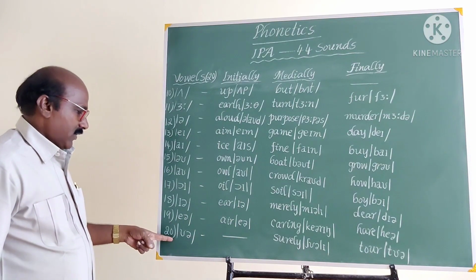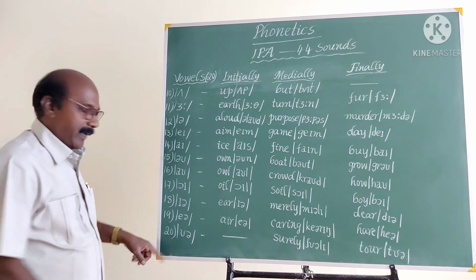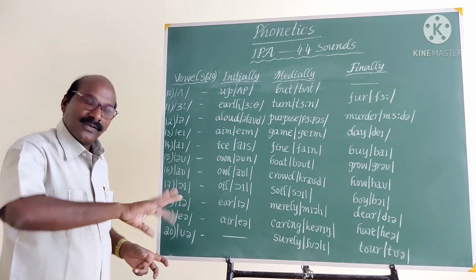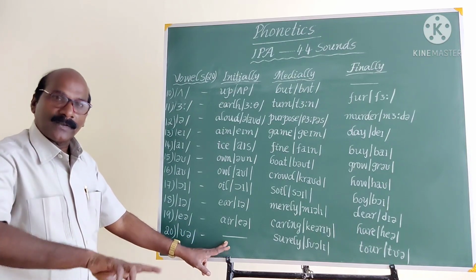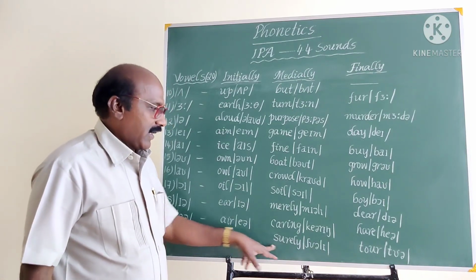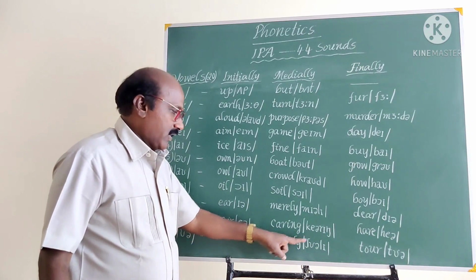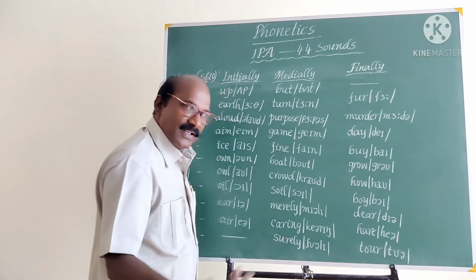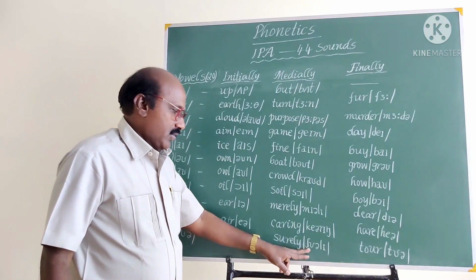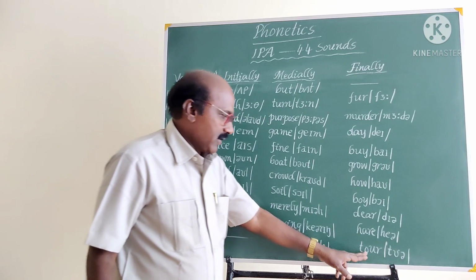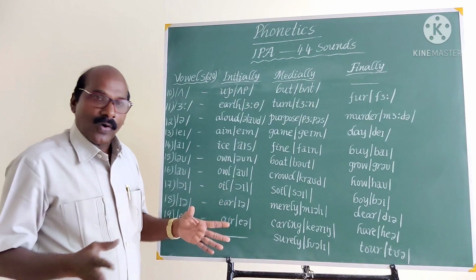Another, the final sound regarding vowels: ua. This vowel glide takes place from U to A. Initially, we don't have the sound, but medially and finally we have it. Surely. The sound sha we learn later. This symbol gives the sound of sha. Surely, tour. These are all the vowel sounds.